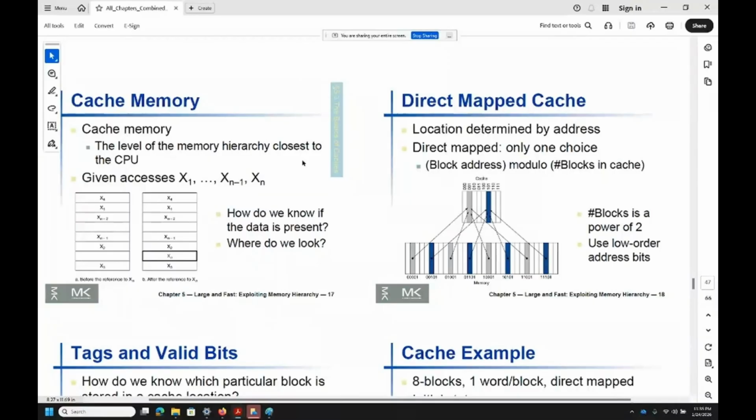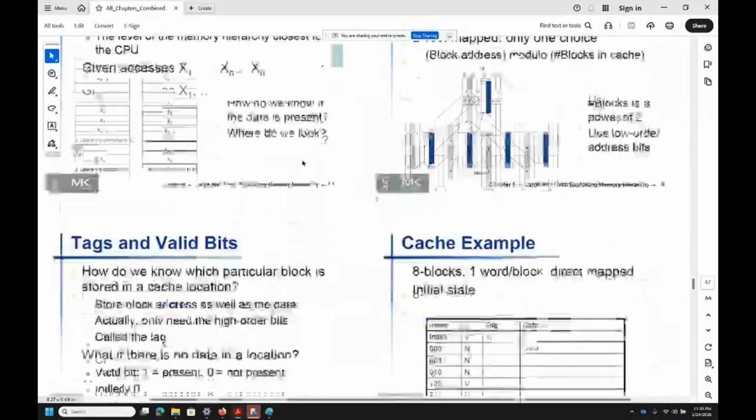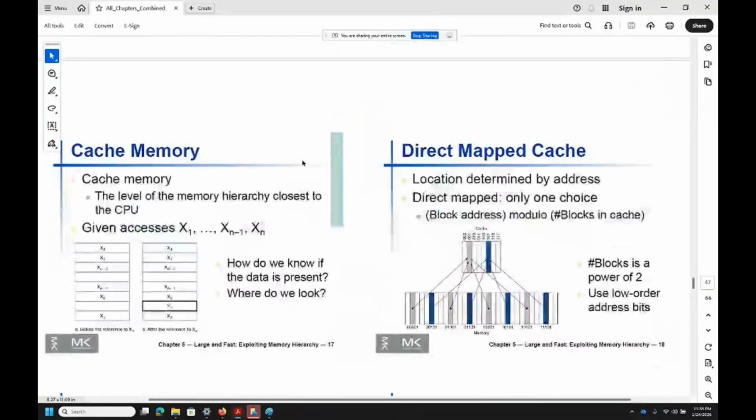So one type is a direct mapped cache, where the location is determined by the address. Direct mapping means that a particular piece of information can only be present in one place. Either it is there in that place or it is not there. It's a binary choice. So you have powers of two, and you use the lower order bits. So all of the data of a particular type will be divisible by that number.